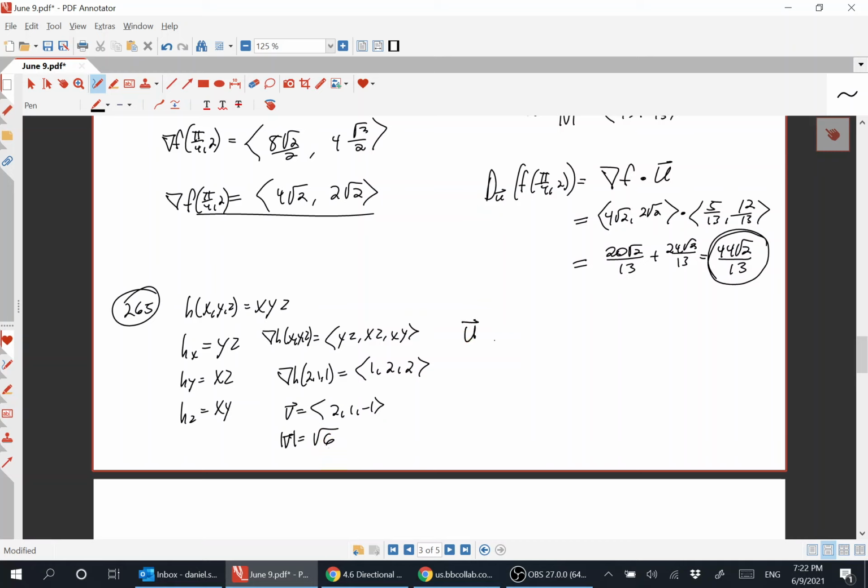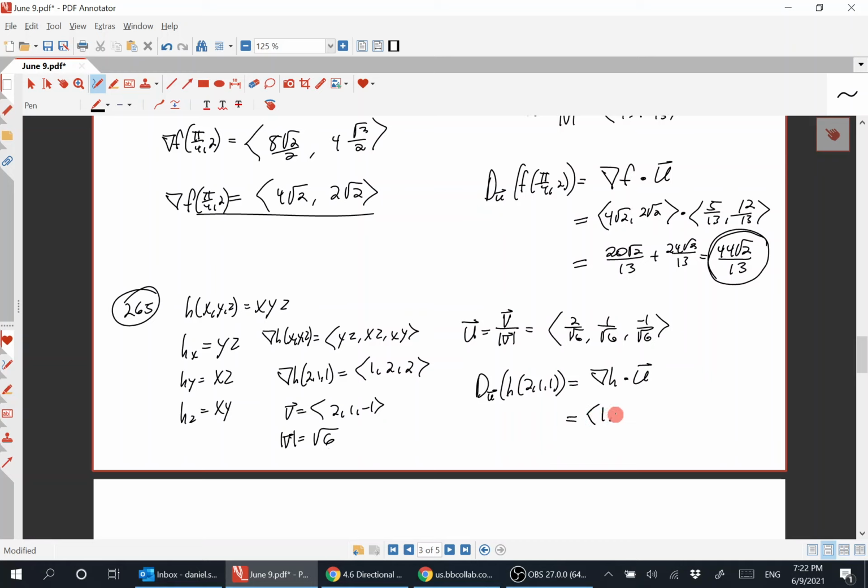So the unit vector for the direction of the directional derivative is v over its own length, and this vector now has length 1, so this is (2 over root 6, 1 over root 6, minus 1 over root 6). Okay, and so the directional derivative in the direction of u of h at what was the point? (2, 1, 1) is again just equal to the gradient of h dot u.